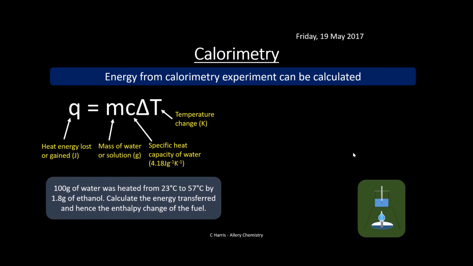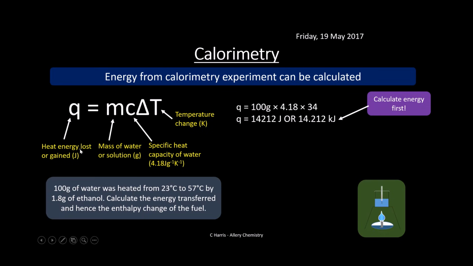Okay, so 100 grams of water was heated from 23 degrees Celsius to 57 degrees Celsius by 1.8 grams of ethanol. Okay, so we're going to calculate the energy transferred and hence the enthalpy change of the fuel. So we're going to use this Q equals MC delta T. Now the mass of water that we use, remember this is the mass of water, not the fuel, is 100 times 4.18 times 34, because that's the temperature change. Q basically is going to be 14,212 joules or 14.212 kilojoules.